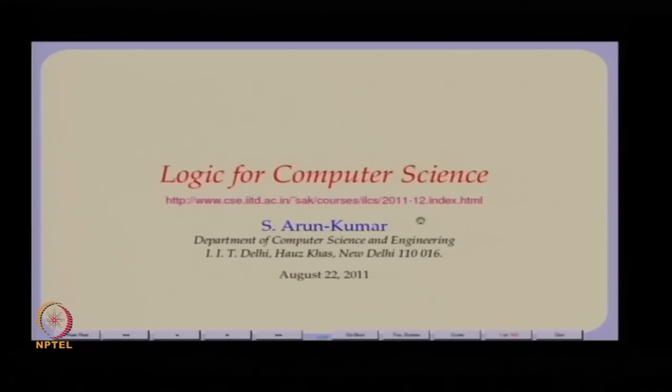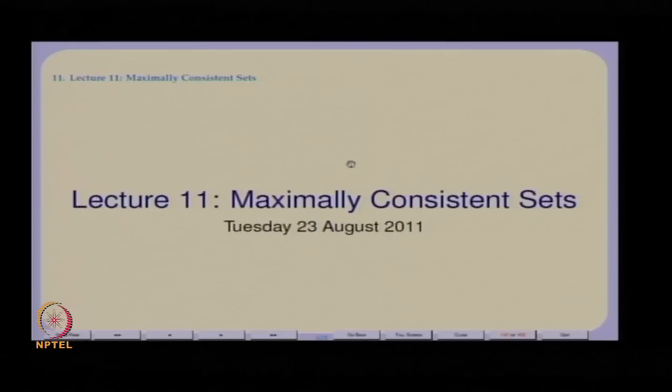Okay, so let's start. Last time we did the compactness theorem. Today we'll do something known as maximal consistency. But let's briefly go through the compactness theorem.